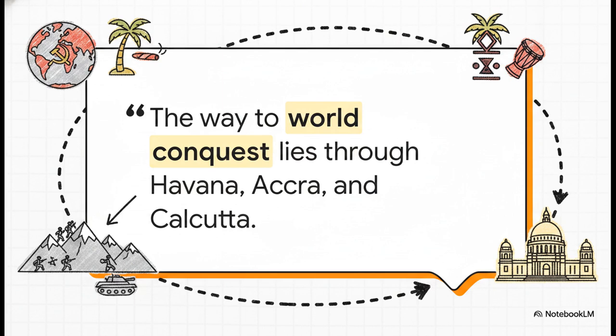This fear is brilliantly illustrated by a truly chilling quote from Mao Zedong. "The way to world conquest lies through Havana, Accra, and Calcutta." So for Washington, the Himalayas were literally the newest front line of global conquest.